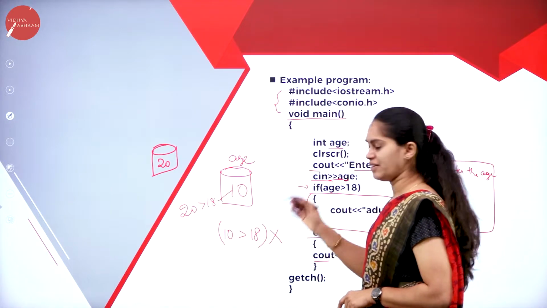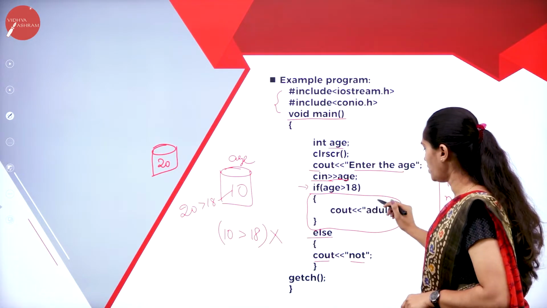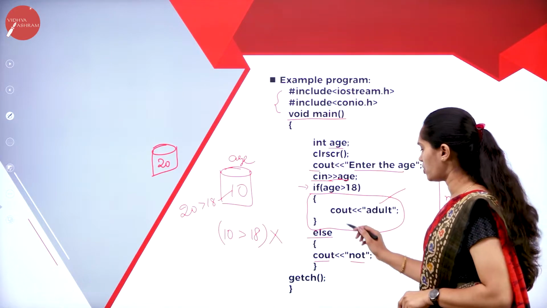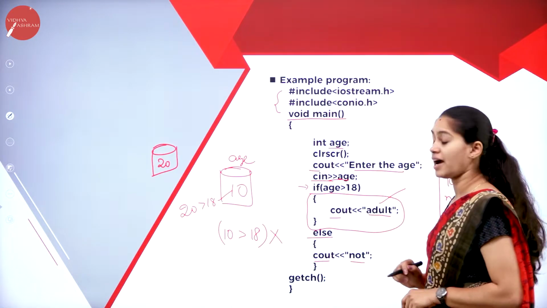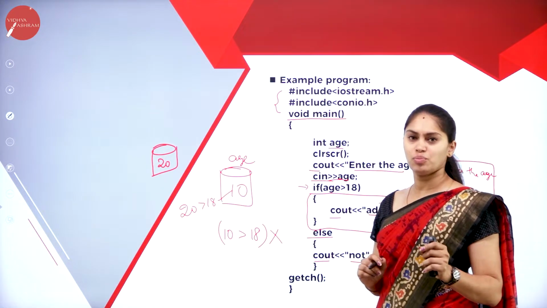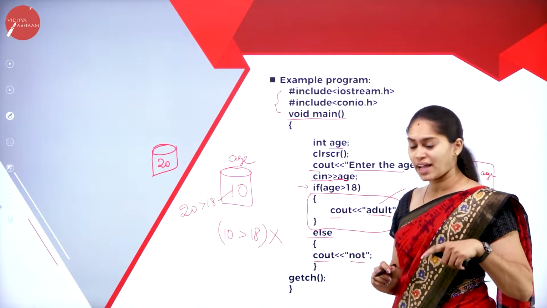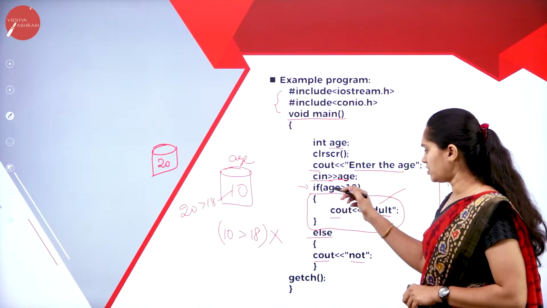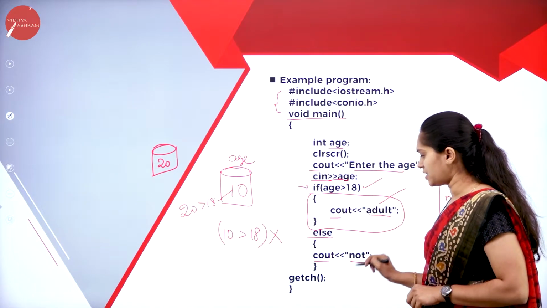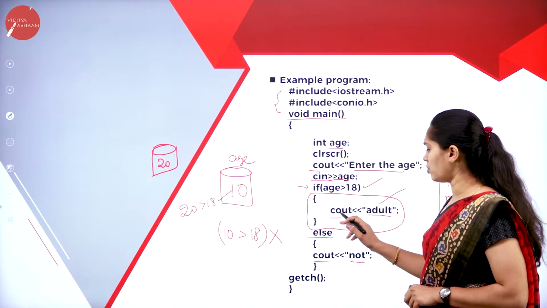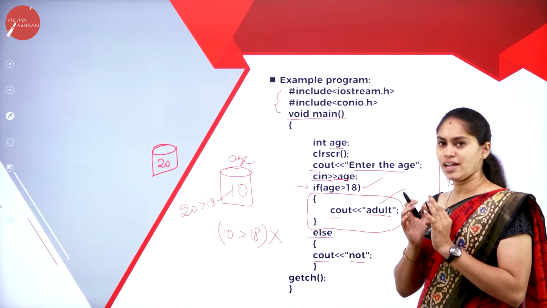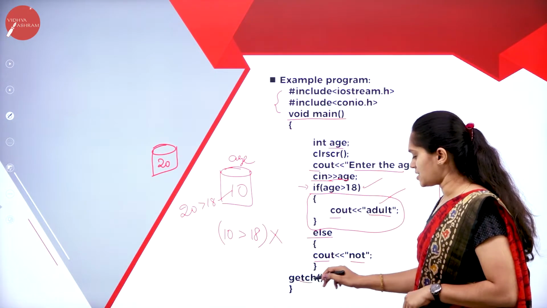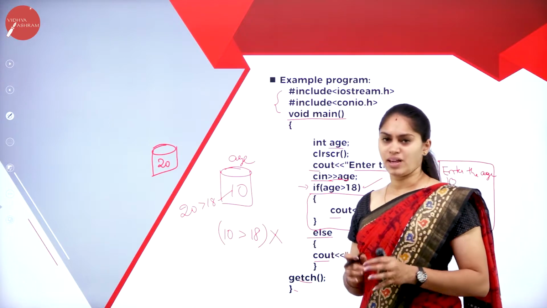It is true. If it is true, then it is going to execute this statement, that is what we have in cout, that is adult. It will give the output as adult and it won't execute this else part, because only when the condition is true, we won't execute this else part. We are just going to work with this true part, or the if part. So getch and the closing of the main function.